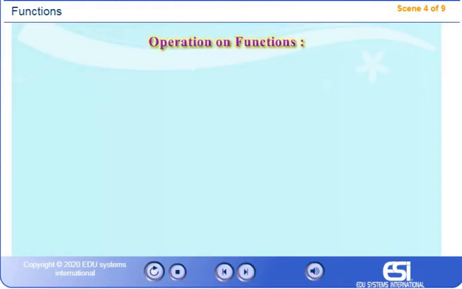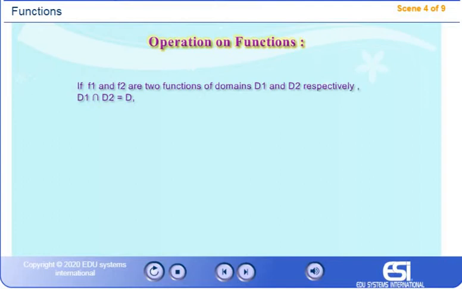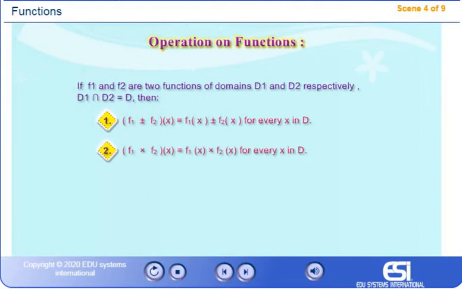Operations on functions. If f1 and f2 are two functions of domains D1 and D2, respectively, and D1 intersection D2 equals D, then: 1. (f1 plus or minus f2) of x equals f1 of x plus or minus f2 of x, for every x in D. 2. (f1 times f2) of x equals f1 of x times f2 of x, for every x in D.